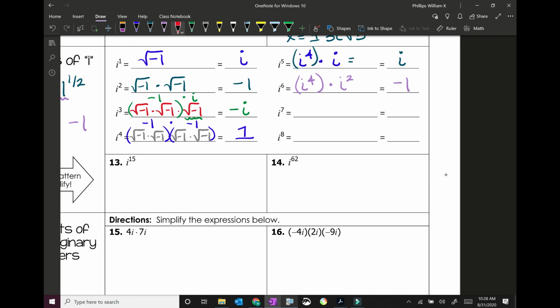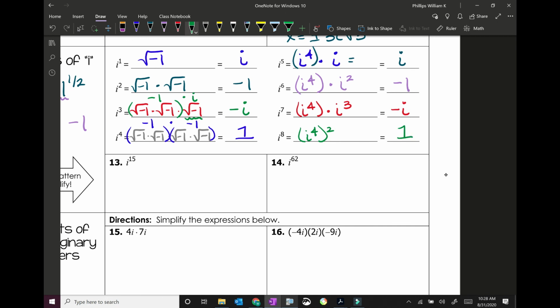If I did i to the seventh, that would be i to the fourth times i to the third, where we know what i to the third is. It's negative i. Here, this would be i to the fourth squared. Now, you could say i to the fourth times i to the fourth, but this is just another way of rewriting it. So this is just 1 squared, which is 1.